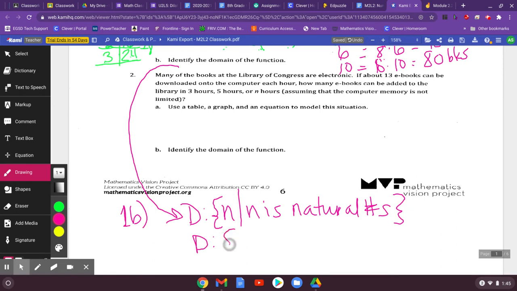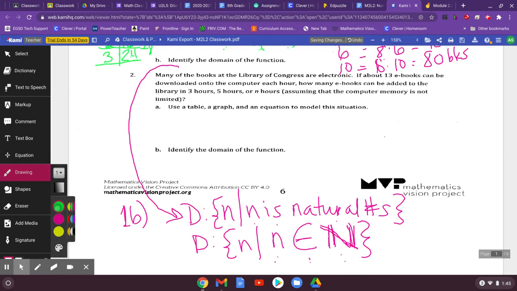A notation way to write it is same beginning. N, this kind of a funky E looking thing. N is, here's where that notation comes, natural numbers. So you basically write that letter N reads N is natural numbers. Same thing up here. This is words. This is symbols. Let's move on to number 2.